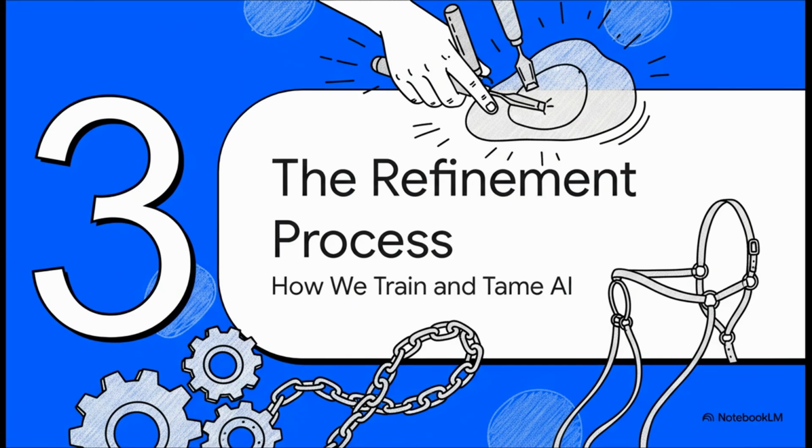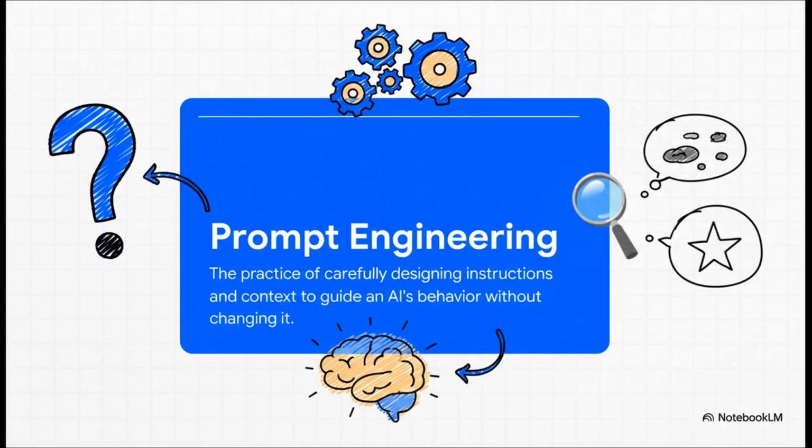But it's still a bit of a wild beast, right? This next section is all about the refinement process, the sculpting tools we use to tame that beast and shape it into something that's actually helpful, safe, and specialized for what we need. This is probably the tool in the kit you're most familiar with.